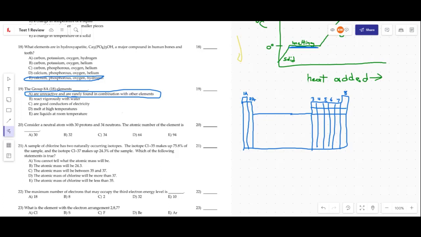Okay. Now, which of these would react vigorously with water? Does anybody know which ones would react vigorously with water? Those would be the alkali metals. Alkali metals are the ones that react vigorously with water. That would be these ones here.